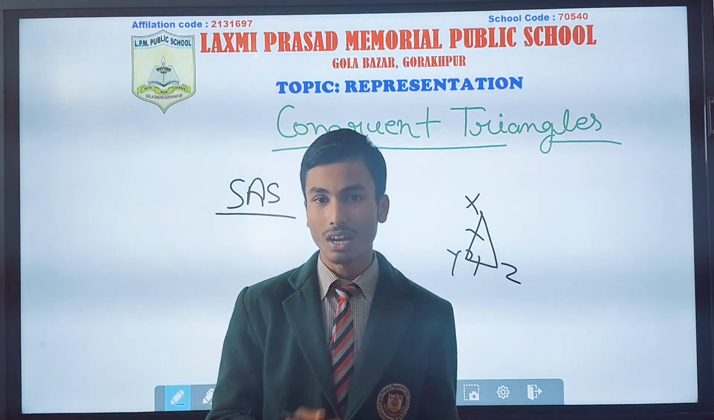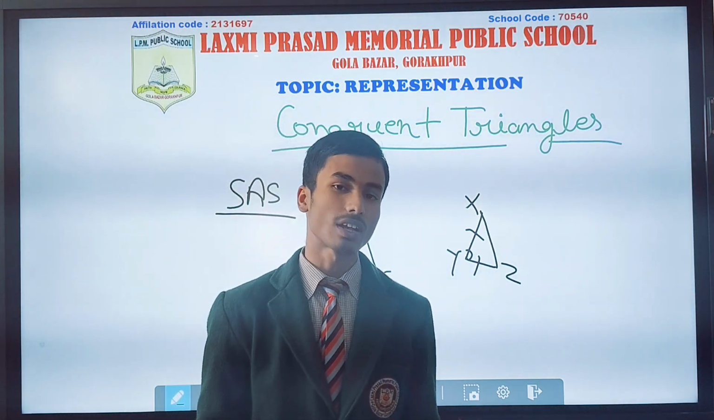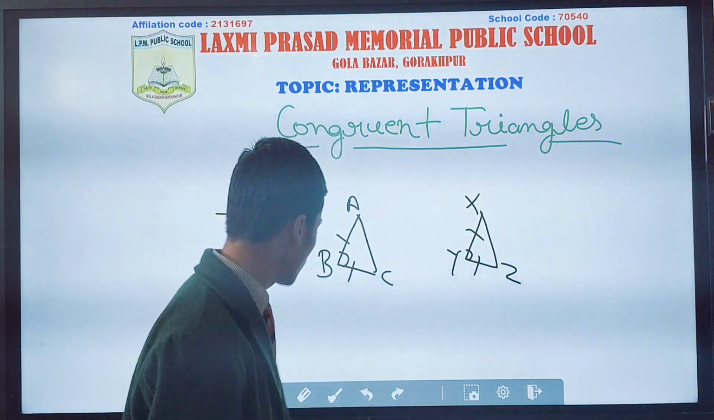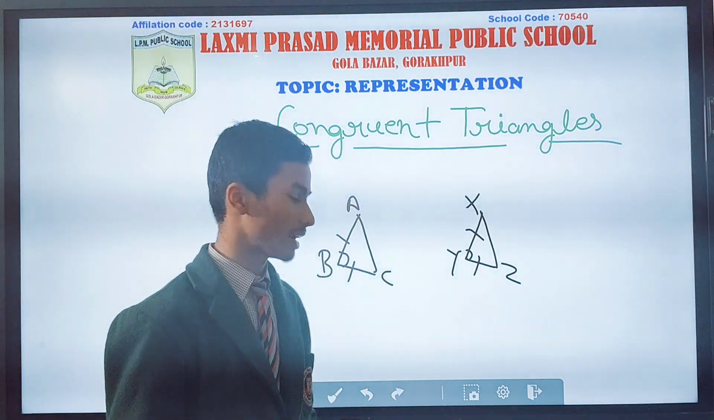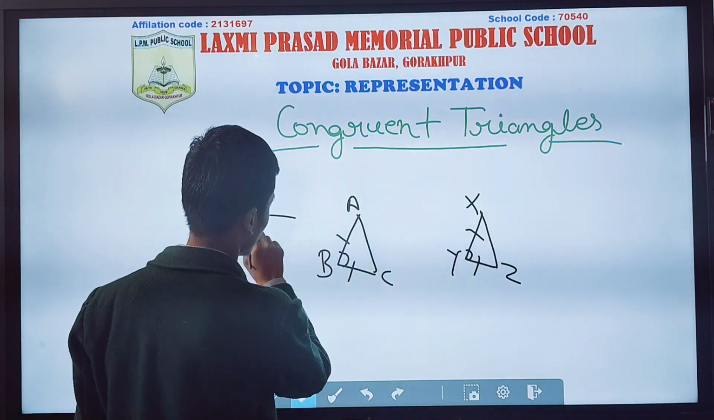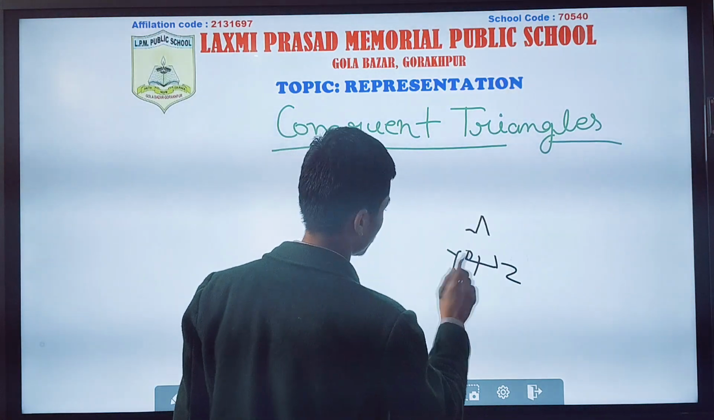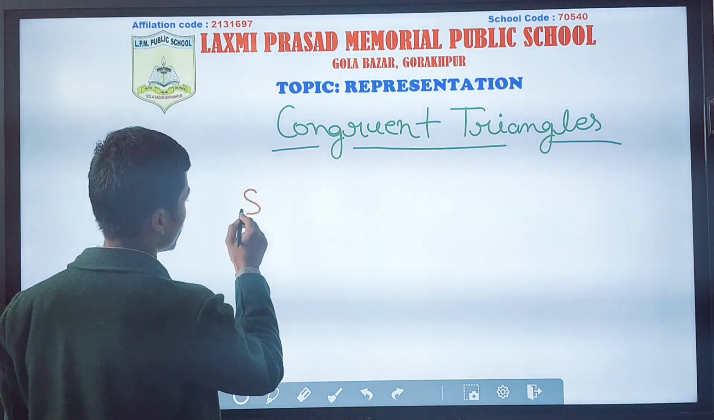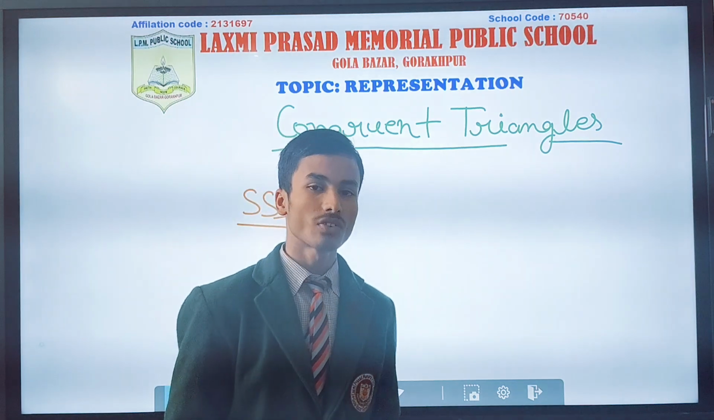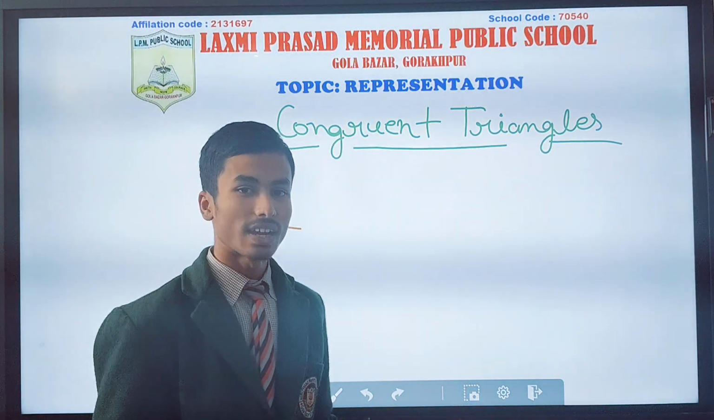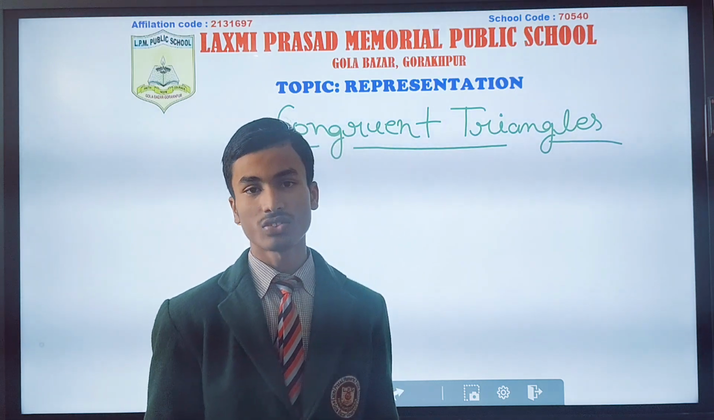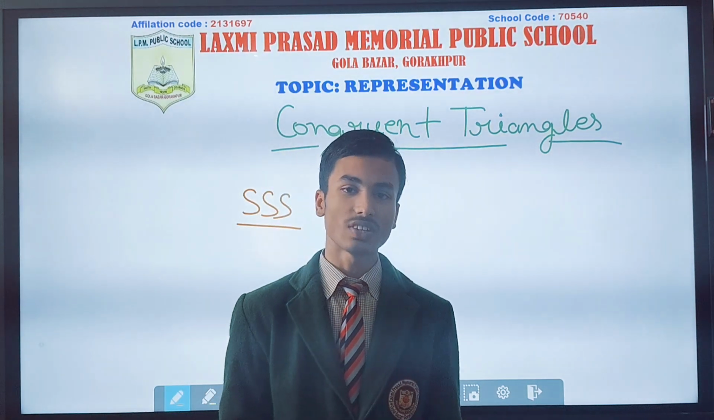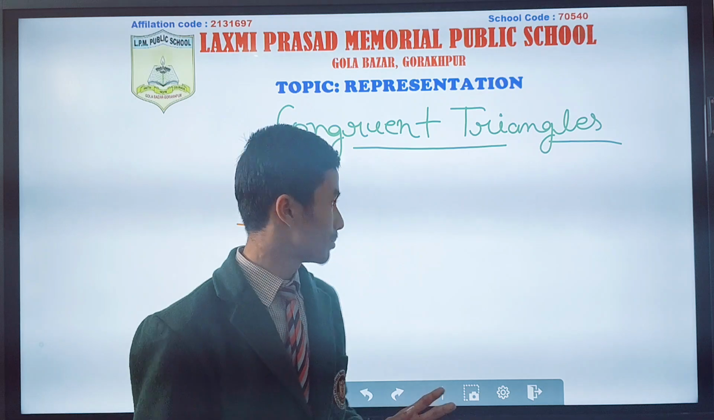After that, we will discuss the second criteria for the congruency of triangles. That second criteria is known as SSS, which means the triple S criteria. This is also a criteria for the congruency of triangles. It stands for side, side, side. This criteria says that if two triangles have all three sides equal, then the two triangles are said to be congruent. So let's understand this criteria through an example.